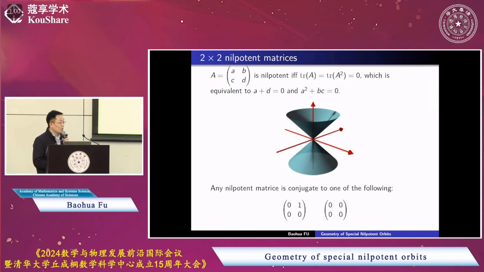And now in this situation, any nilpotent matrix is conjugate to one of these two types. The first one is the non-zero, rank 1 case. And the second one is rank 0, just one point. So you can also see from the picture, this is 0, this origin is a single point, and all the other points are conjugate.